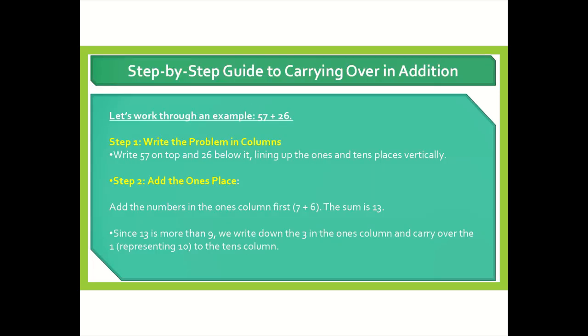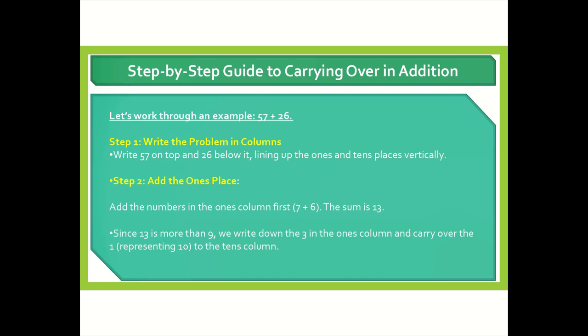Step-by-step guide to carrying over in addition. Let's work through an example: 57 plus 26. Step 1. Write the problem in columns. Write 57 on top and 26 below it, lining up the ones and tens places vertically.